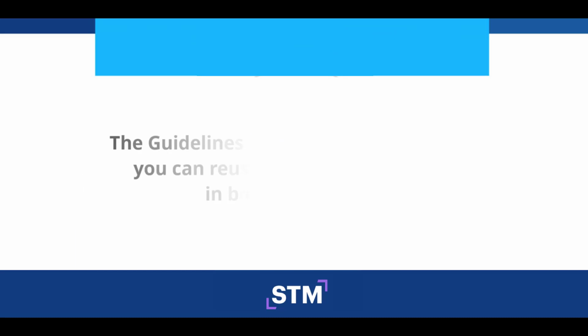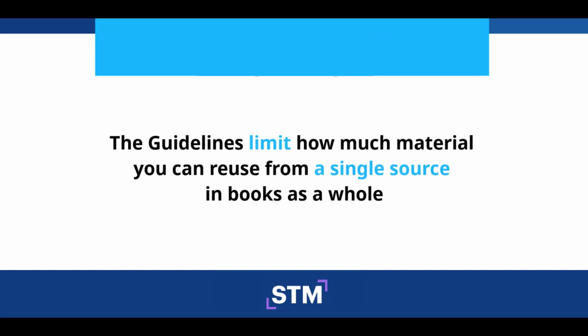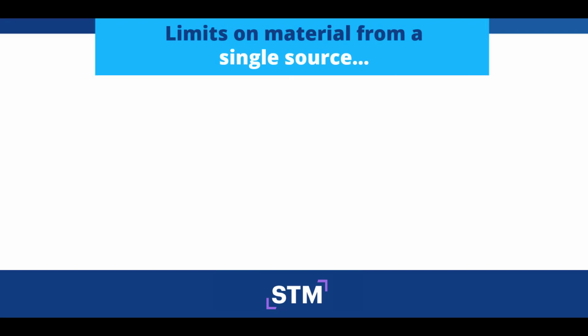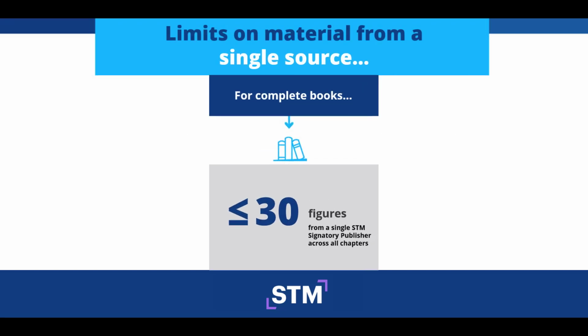To prevent excessive reuse, the STM Permissions Guidelines limit how much material you can reuse from a single source in books as a whole. For complete books, you may only reuse up to 30 figures from a single STM signatory publisher across all chapters.